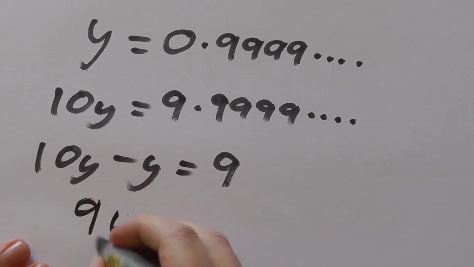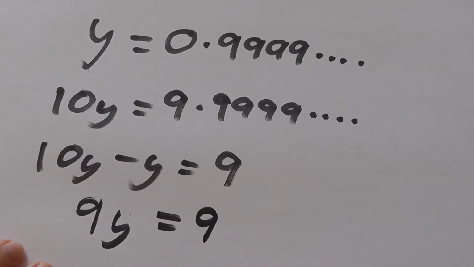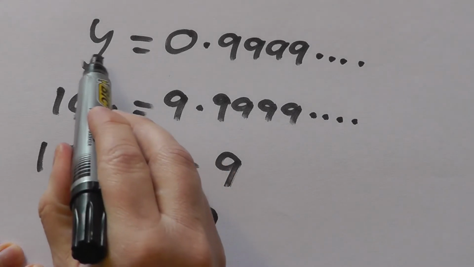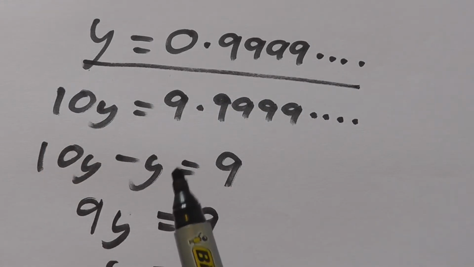So 10y minus y equals 9. Simplify this: 9y equals 9. Divide both sides by 9. y equals 1. And y equals 0.999999 recurring.